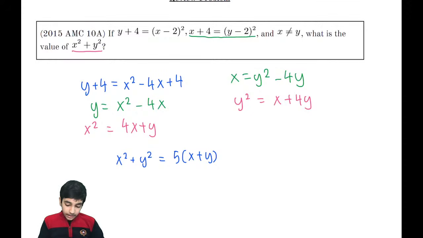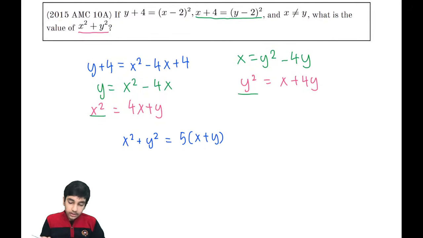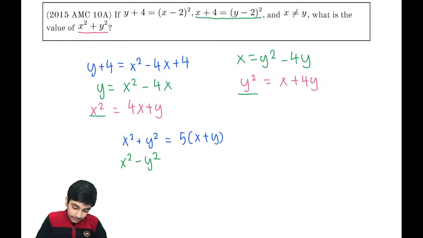Well, you can see that you have an x squared term and a y squared term, so we can subtract the equations. Let's do x squared minus y squared, because when we do that, we can see that it relates to difference of squares. When we subtract the equations, x squared minus y squared will be 4x plus y minus x plus 4y, which is going to be 3x minus 3y.